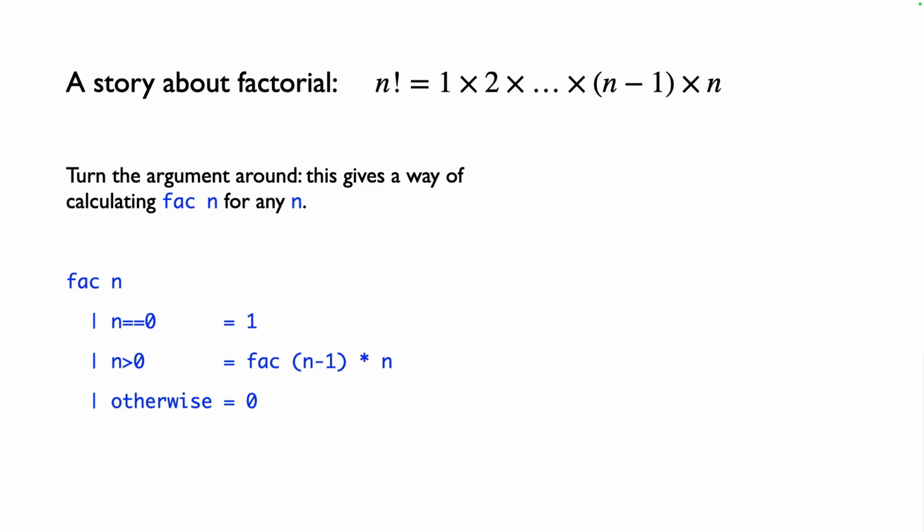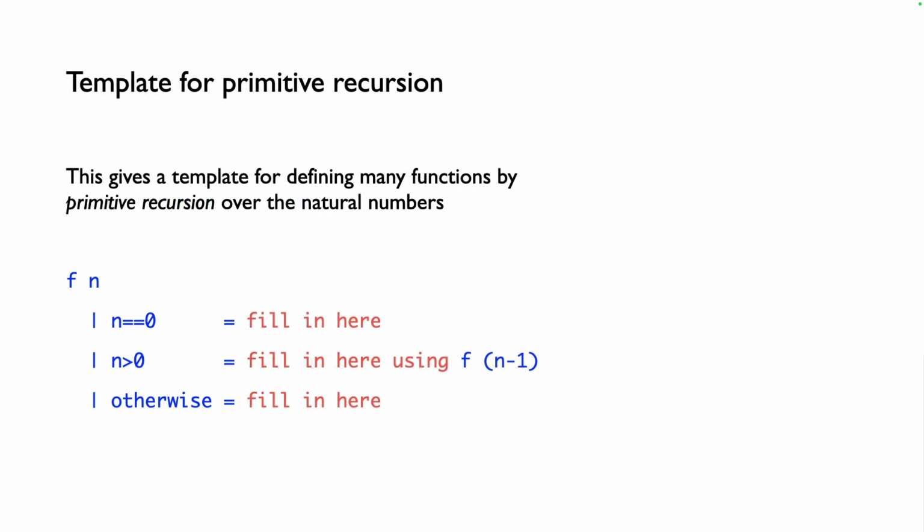But if you forget about the fact it's defining factorial, what's the general pattern that you can see here? The general pattern is that we give a definition for 0 and that we give an answer for n greater than 0 using the value for the answer for n minus 1. So we define f of n in terms of f of n minus 1. And we also give some information about what happens when a number is negative.